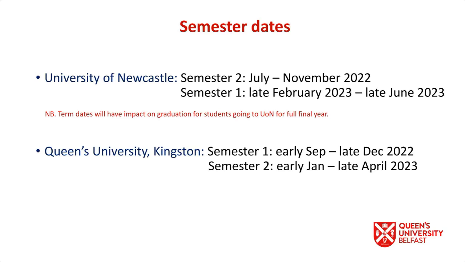Queen's University Kingston is more in line with our own semester dates. Their semester 1 is September to December, and then their semester 2 is January to April.